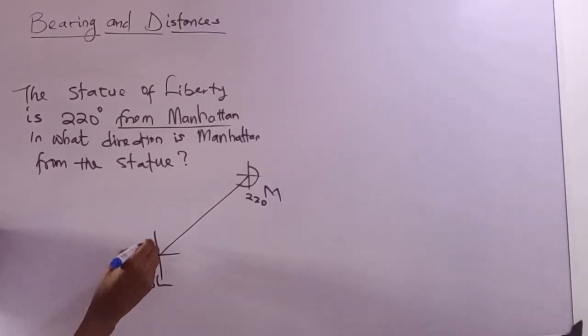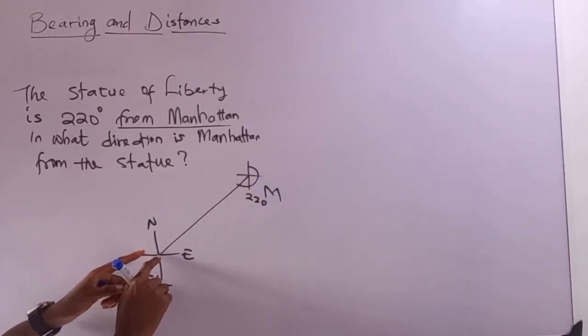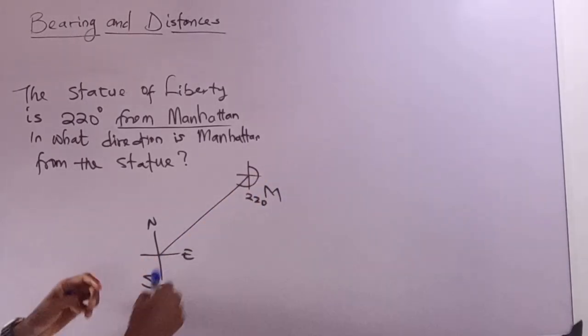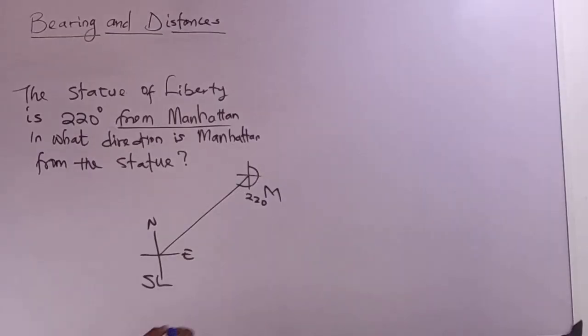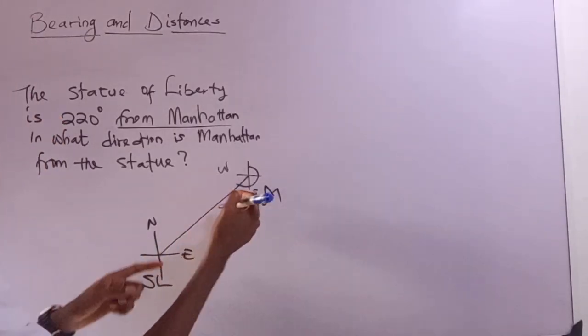Now, from the statue, we have this to be the northeast direction. So that means that Manhattan is on the northeast of the Statue of Liberty, and the Statue of Liberty is southwest of Manhattan.